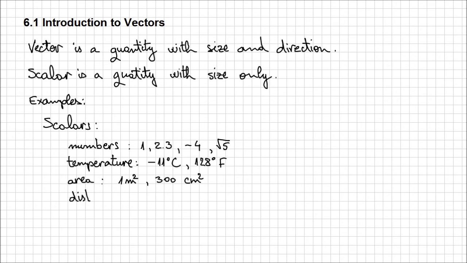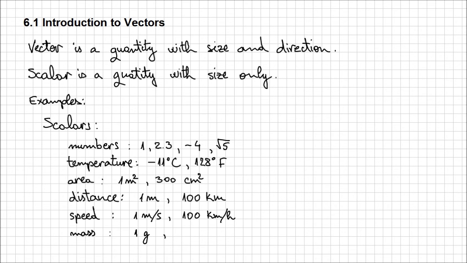The distance only gives you the length, right, between 2 points. So it's 1 meter, 100 kilometers. It's just a size for the distance. There is no direction. The speed, we express it as 1 meter per second or 100 kilometers per hour, but there is no direction attached to it, so it's only a scalar. Mass, it's also a quantity that we're going to work with quite a bit. So 1 gram, 60 kilograms, makes no difference. It's only a magnitude. There is no direction attached to this.